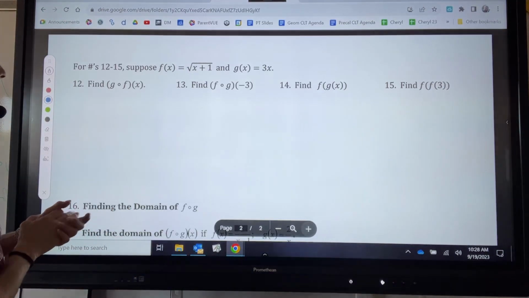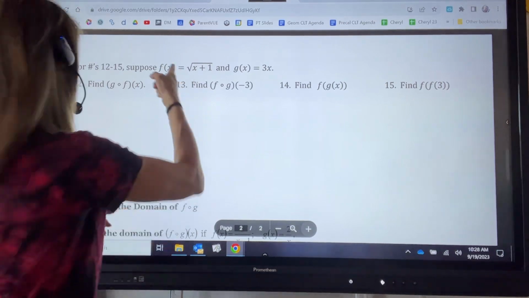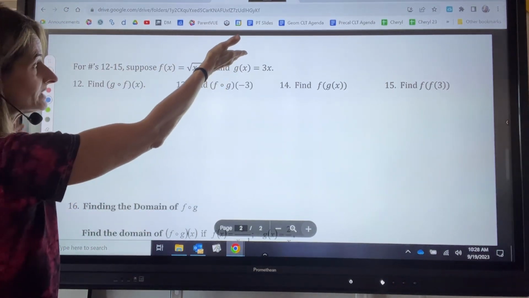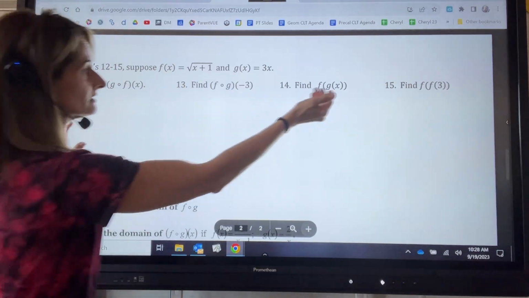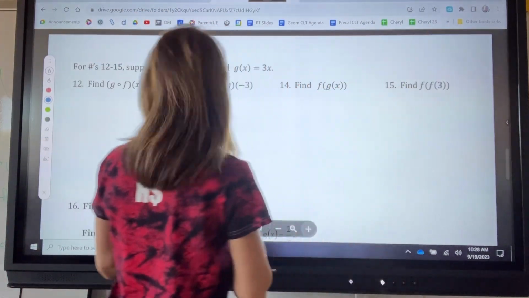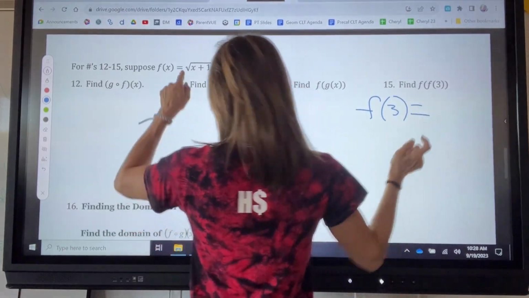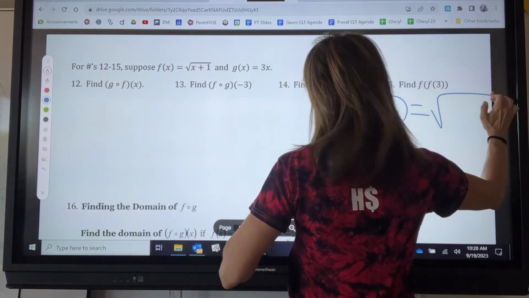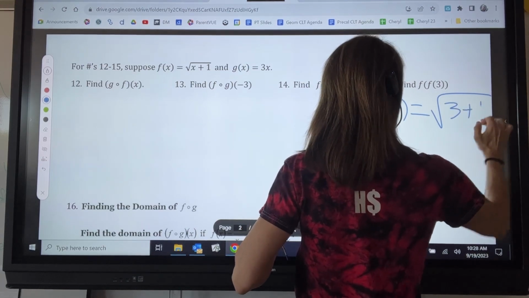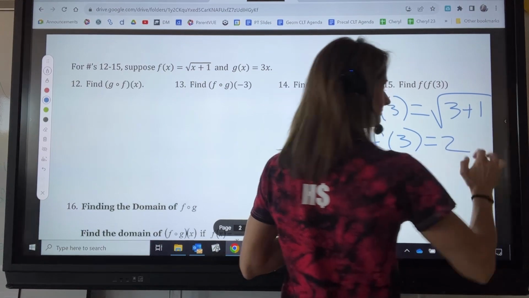Okay, so number 15, find f of f of 3. They've given us two functions, but we're not even going to need g of x. We're just going to need our f of x function. So first, let's start on the inside. What is f of 3? f of 3 is the square root of 3 plus 1. I'm getting 4. So f of 3 is the square root of 4, which is 2. Good?